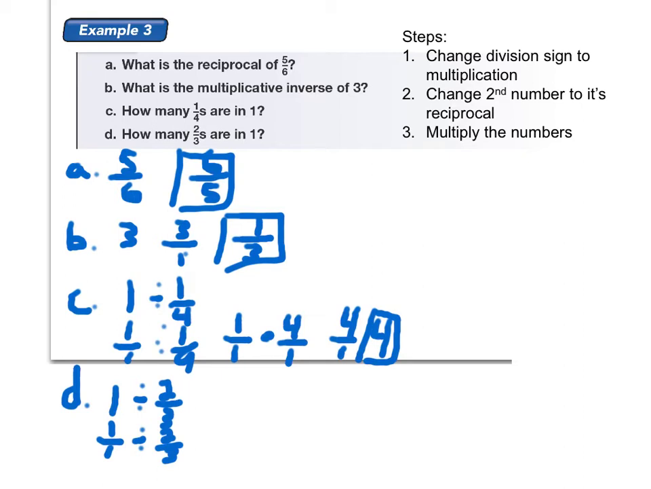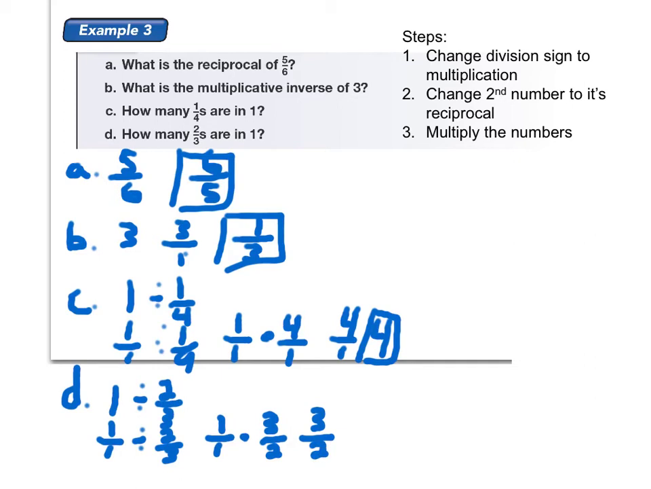Change the division sign to multiplication, so I keep 1 over 1 the same. Change division to multiply. Change the second number to its reciprocal, flip it over. And then multiply the numbers. On top, 1 times 3 is 3. And on bottom, 1 times 2 is 2.